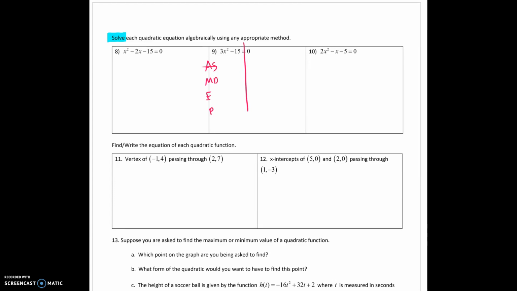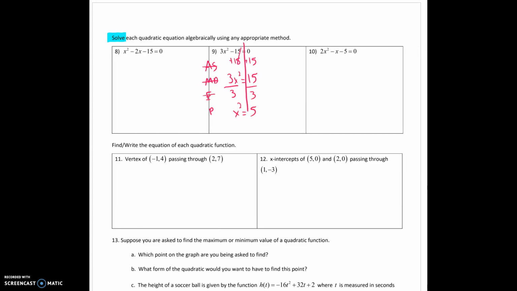So the addition subtraction, I'm going to add 15 first. And so on this side I still have 3x squared, and on this side I have 15. And now I'm going to move my multiplication and division. So I'm going to move the 3, and I'm going to do that through division. And now I have x squared equals 5.